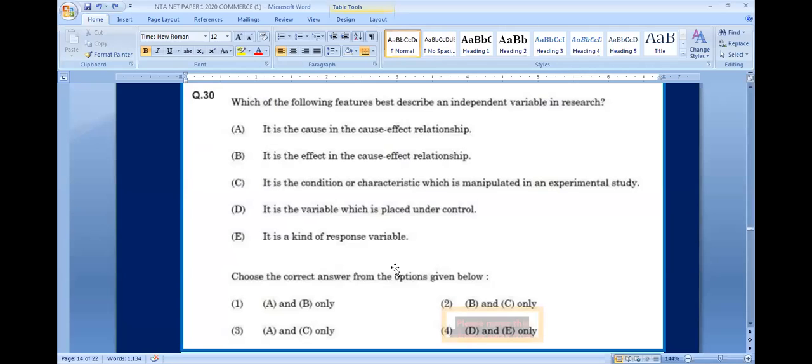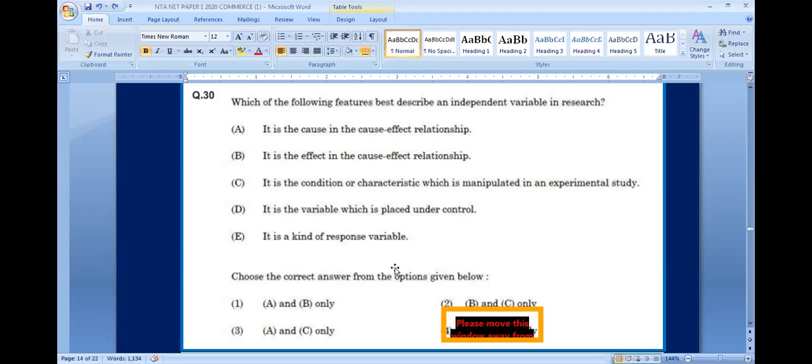Which of the following features best to describe an independent variable in research? What is independent variable? What is dependent variable? For example, your investment depends upon your income, correct? So here income is independent and the investment is dependent on income. Got the difference between independent and dependent variable? Okay.